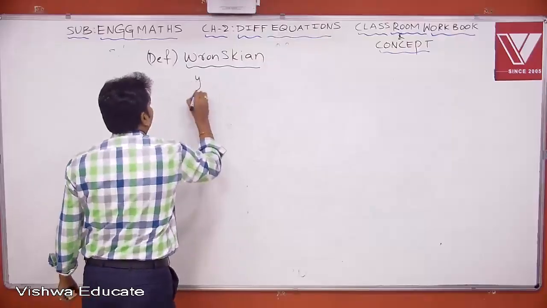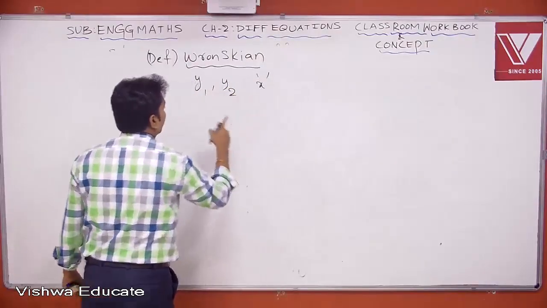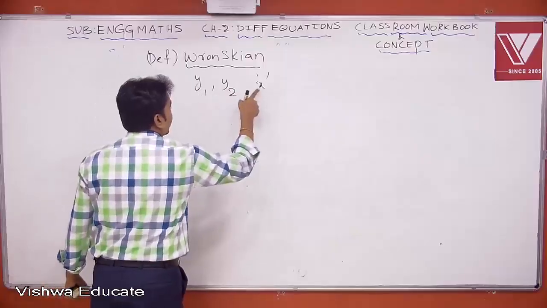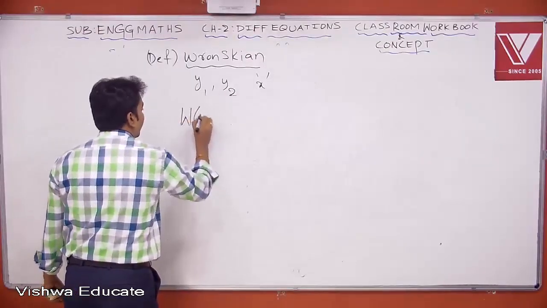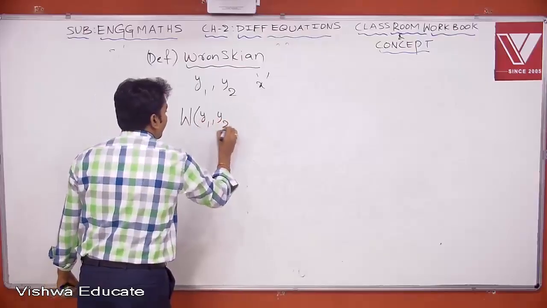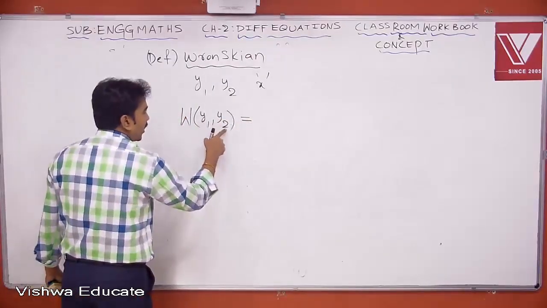Suppose we have two functions y1 comma y2 in the variable x. Then the Wronskian of y1 comma y2 is denoted by W of y1 comma y2. This is nothing but Wronskian of y1 comma y2.